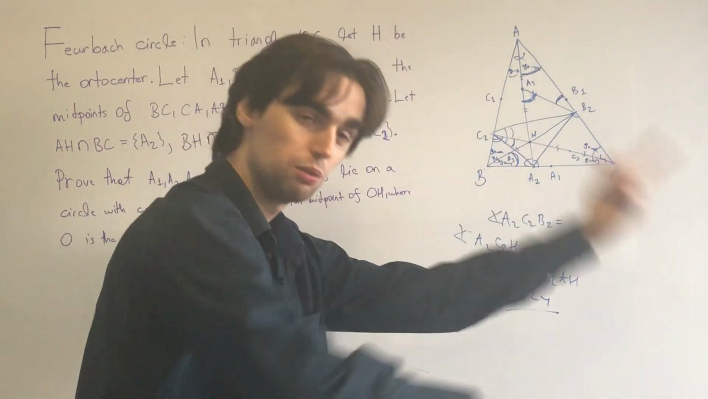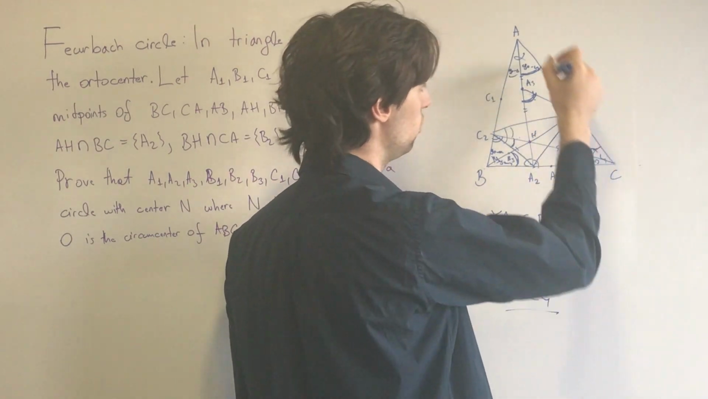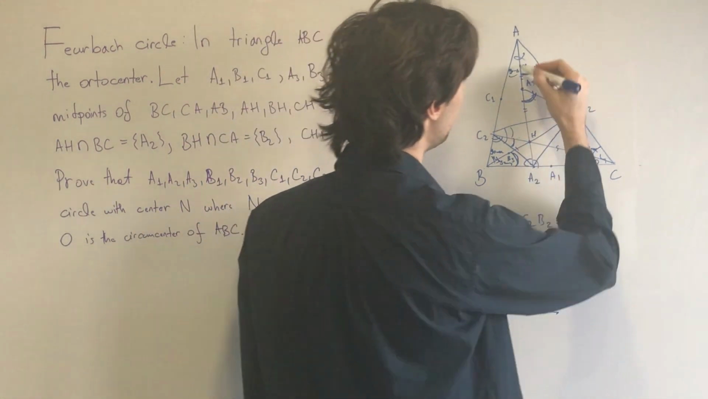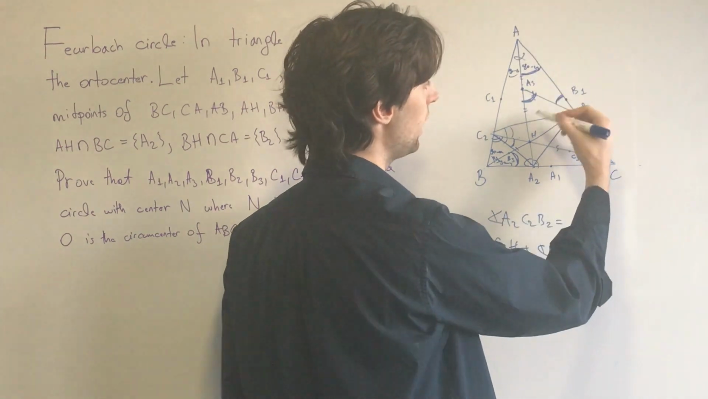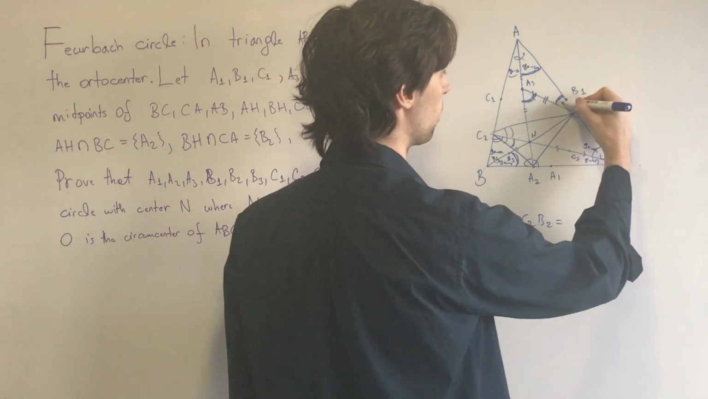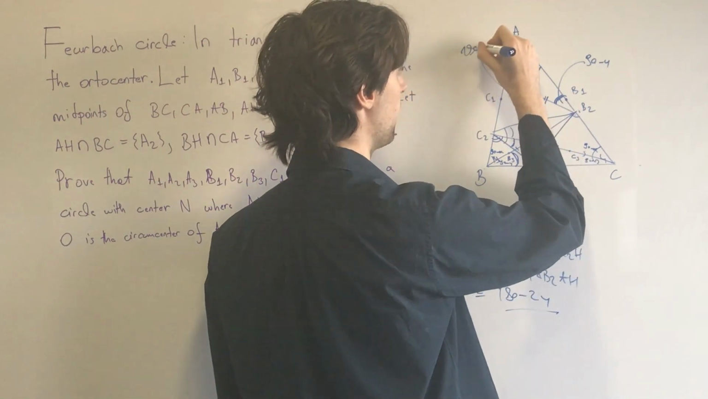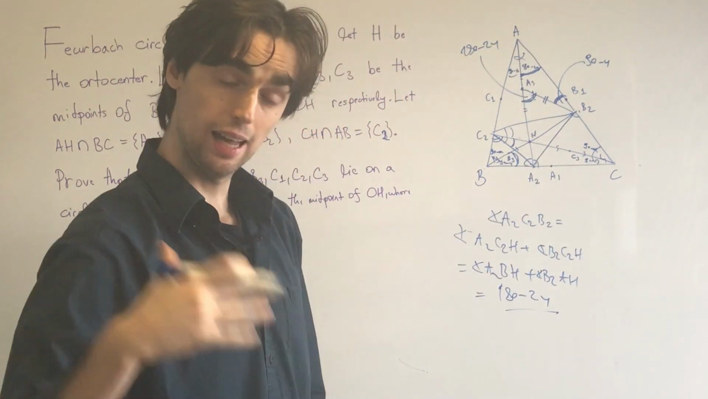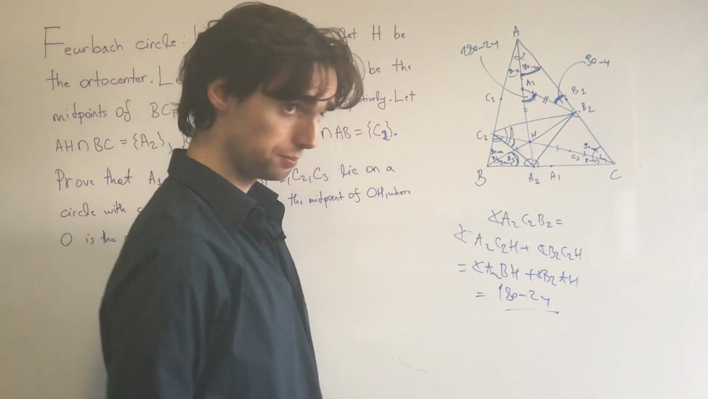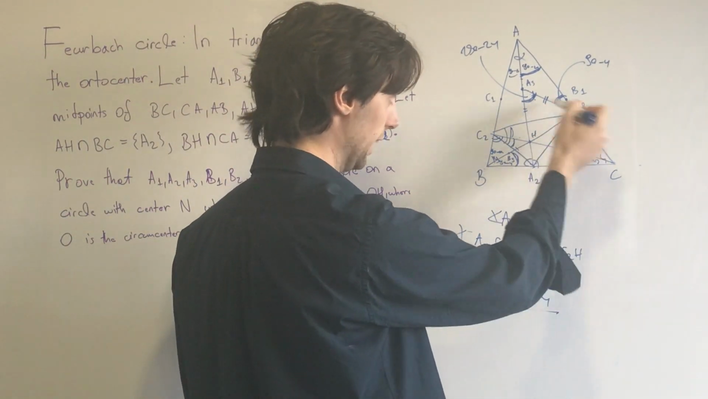So now let's solve the problem forwards. Because HB2A is a right triangle, and A3 is the midpoint of the hypotenuse, then we know that A3A, A3H, and A3B2 are the same, which means this angle right here is 90 minus gamma. It's equal to this angle right here, which means this angle is 180 minus 2 gamma. And with that, we have shown that this angle is equal to this angle. And so we have that these 4 points are concyclic.